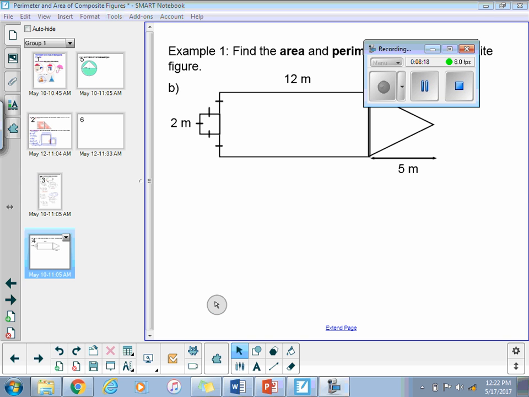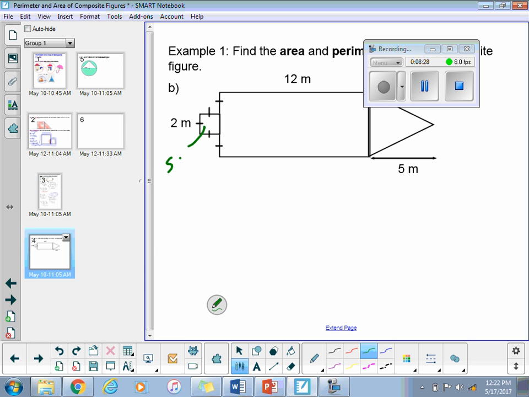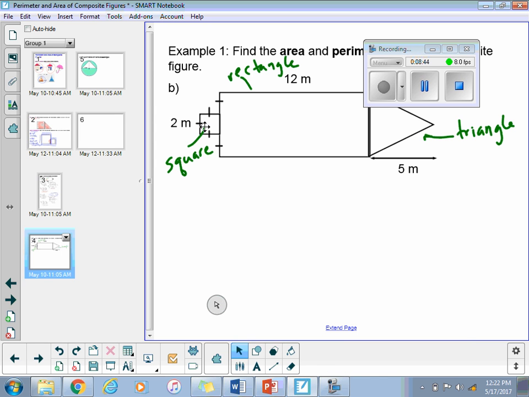Okay, looking at the next example, I want you to think about how we can divide this into smaller shapes that we're going to add up. So we see a square over here. We see a rectangle over here. And we have our triangle over here. So perhaps it would make sense to call this 1, call this 2, and call this 3.